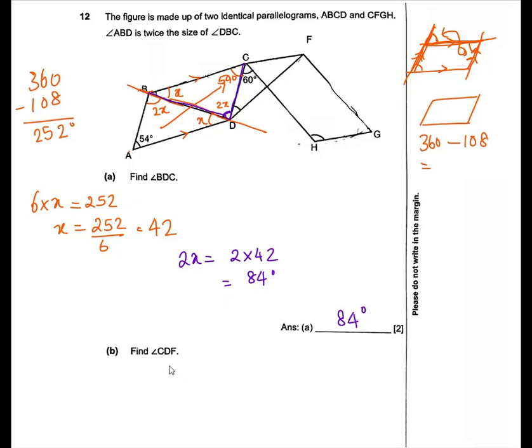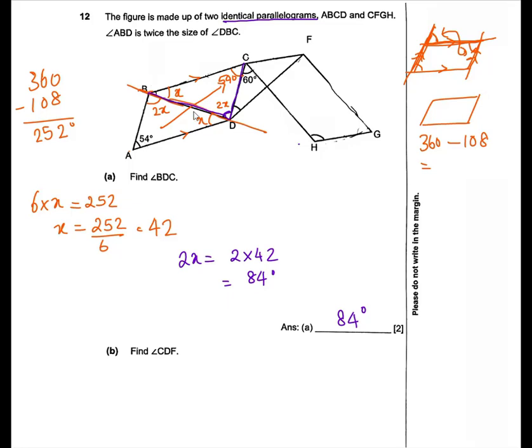And then the second one is find angle CDF. Let me see, CDF. So this angle is what we want to find out. Now take a look at ABCD and CFGH. It is mentioned that these two are identical parallelograms, which means that the corresponding angles should be equal because they are identical. Which are the corresponding angles? That's what we need to find out first.